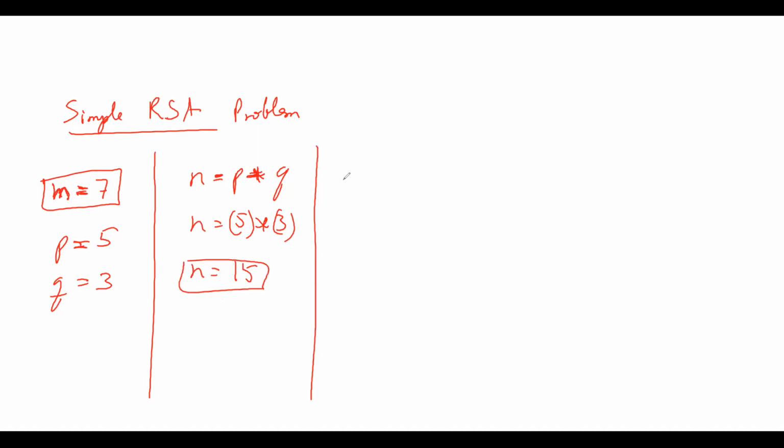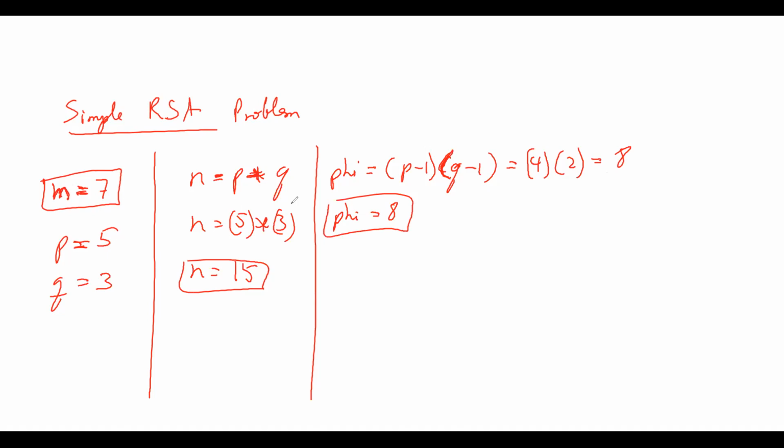Then we're going to calculate phi. And for that one, we had said that it's P minus 1 times Q minus 1. All right, and that's going to be then 4 times 2. So that gives you 8. So phi is 8.